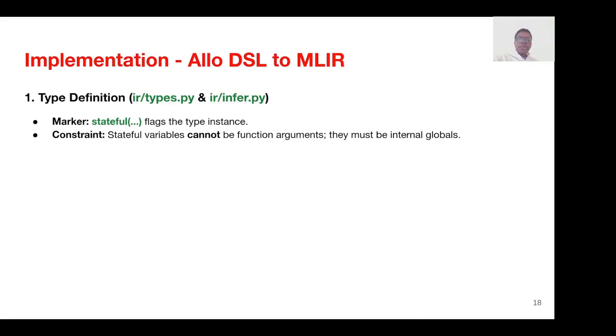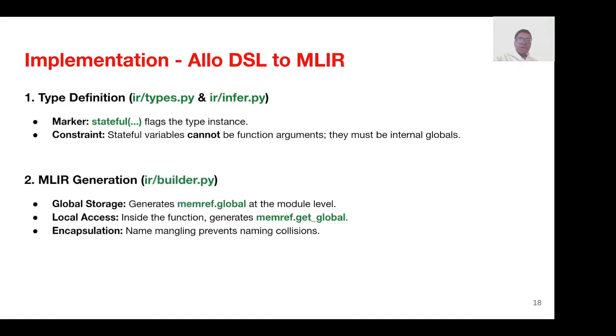So we're adding a marker to flag the type instance, where the only constraint is we cannot have stateful variables as function arguments, very similar to static variables in C, so they can be internal globals. And in the MLIR generation stage, we need global storage. There is the memref valid that we're using, and with the memref global, we can generate globals at the module level. Now, inside the function, we need local access.